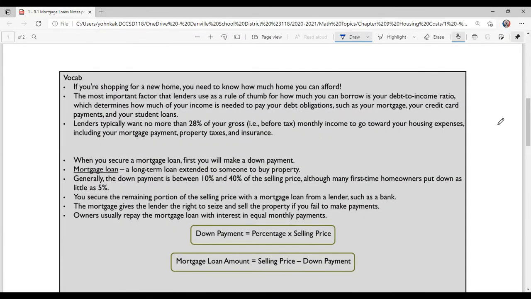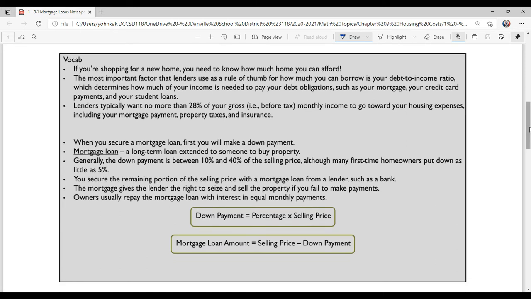If you're shopping for a new home, you need to know how much you can afford. The most important factor that lenders use as a rule of thumb for how much you can borrow is your debt to income ratio. This determines how much of your income is needed to pay your debt obligations, such as your mortgage, your credit card payments, and your student loans. Lenders typically want no more than 28% of your gross, or before tax, monthly income to go toward your housing expenses, including your mortgage amount, property taxes, and insurance.